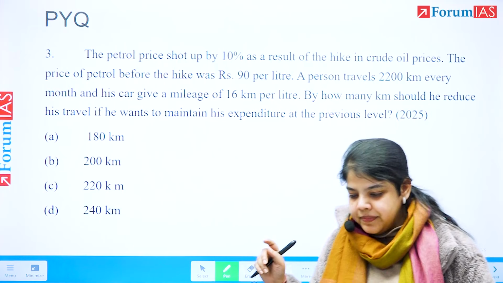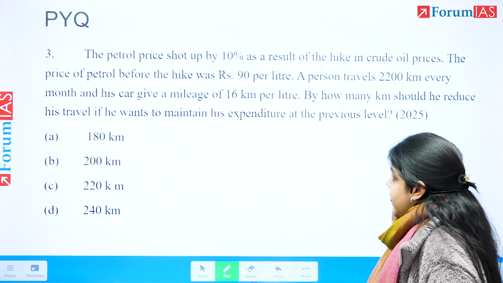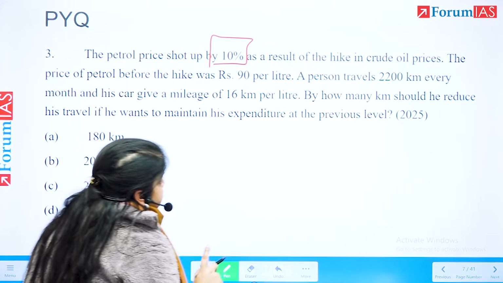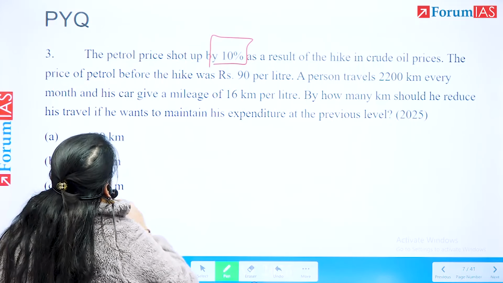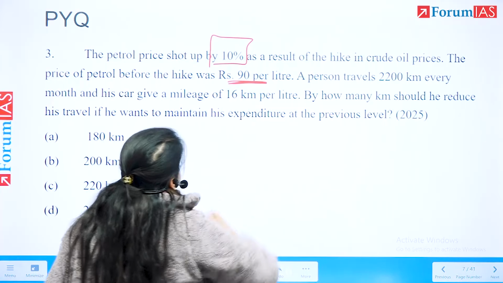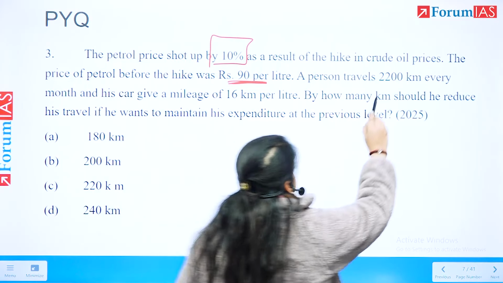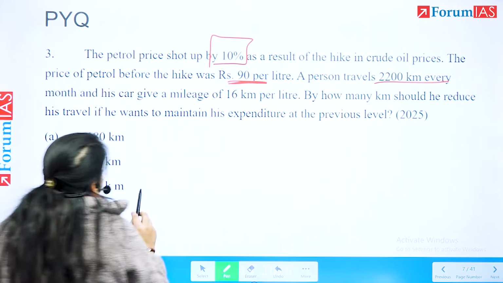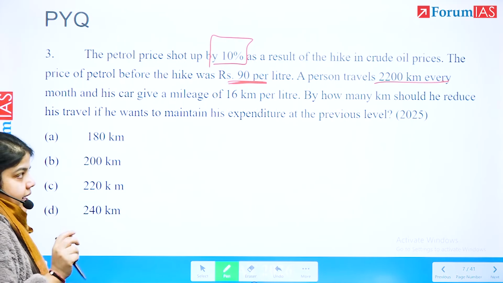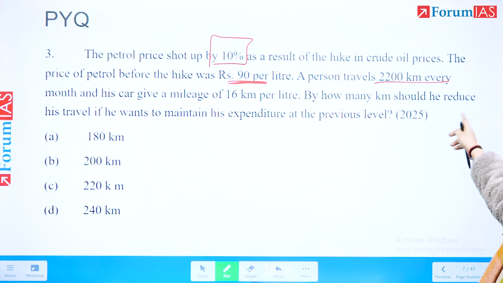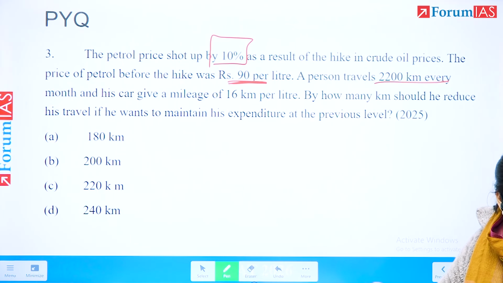Lots of details are given. The question says, the petrol price shot up by 10%. The price has increased by 10% as a result of the hike in crude oil prices. Originally it was 90 rupees per liter. A person travels 2200 kilometers every day. Now, if you notice, the question is, by how much should he be traveling? He has to reduce his travel because price of petrol into distance traveled, तो उसको distance कुछ percentage कम करना पड़ेगा.